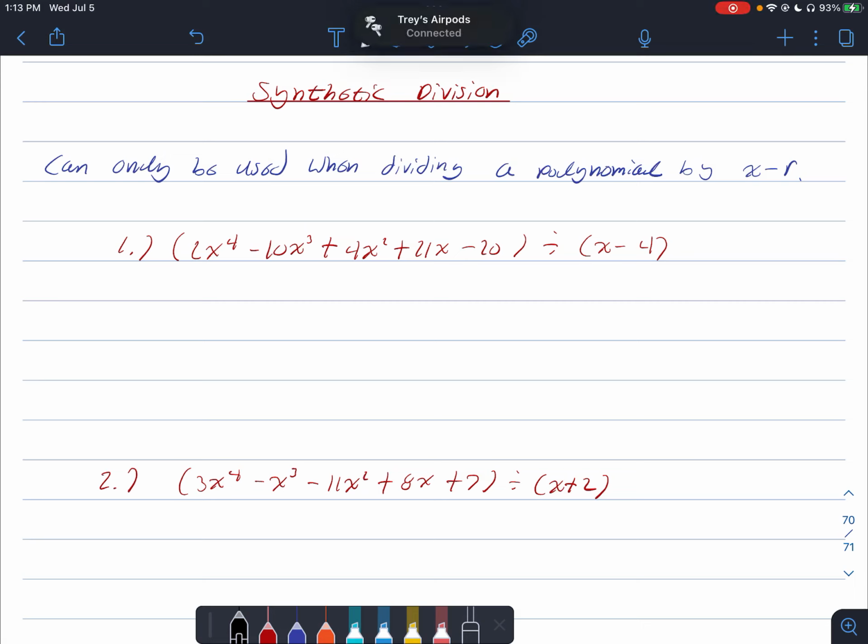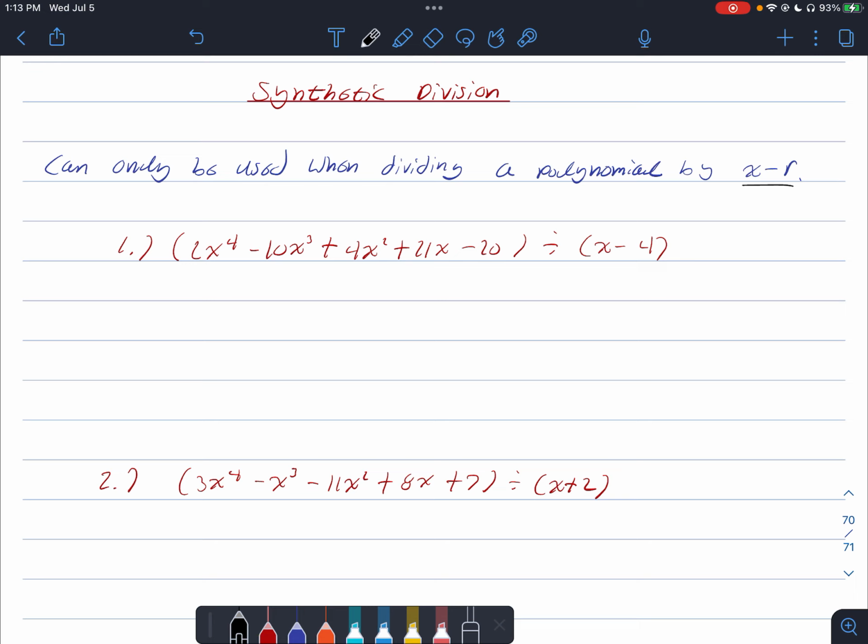In this video, I wanted to look at another way we can divide polynomials if we have a very specific set of conditions that are met. So if we have a polynomial of degree 1 or higher, and we are going to divide it by another polynomial of the form x minus r, then we can use something called synthetic division.